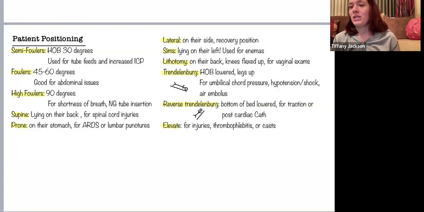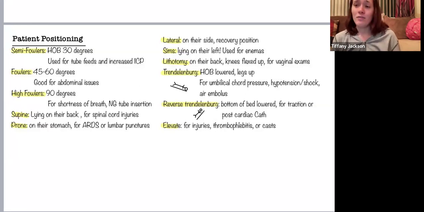When we place our patient in Trendelenburg, the head of the bed is lowered and the legs are up. Especially in the mom and baby section of things, if your mom is having a cord that's coming out before the baby, or there's any sort of pressure on the umbilical cord, we put mom in Trendelenburg. Also, if your patient is hypotensive, we're going to trend them down. We're going to try to promote blood flow to the brain.